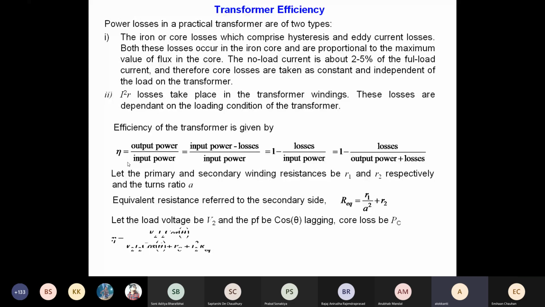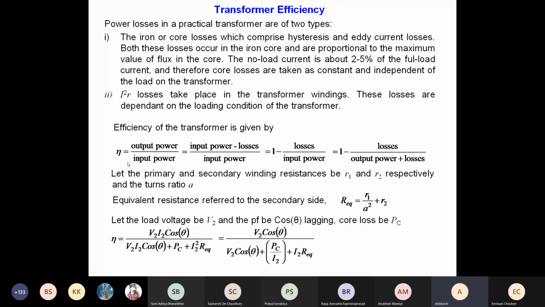So from here you can get the expression for the efficiency, which is output divided by output plus losses: V2 I2 cos theta divided by V2 I2 cos theta plus PC plus I2 square Req. Here everything is referred to the secondary. Now, if you divide the numerator and denominator by I2, you get V2 cos theta divided by V2 cos theta plus PC by I2 plus I2 Req.